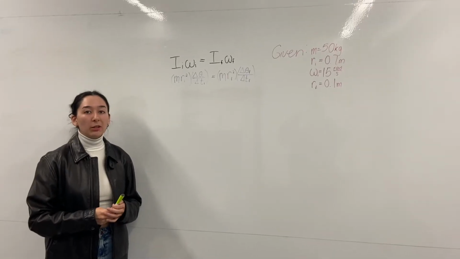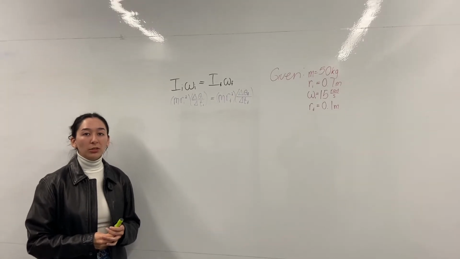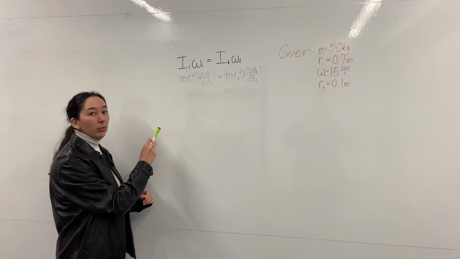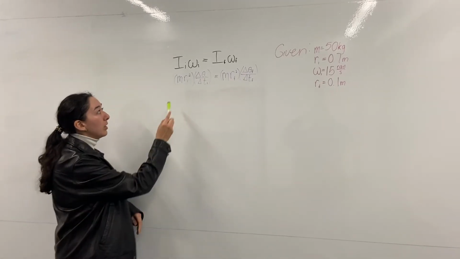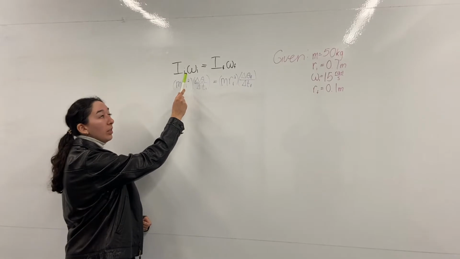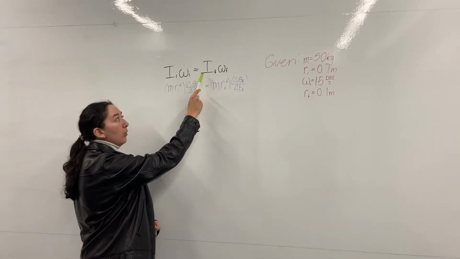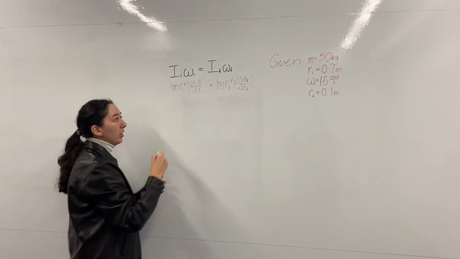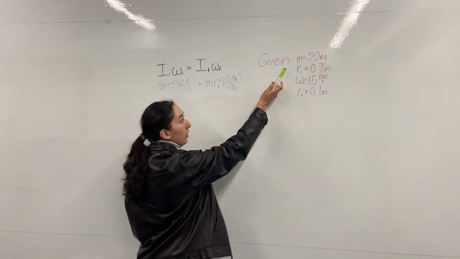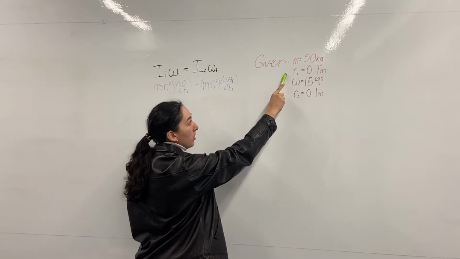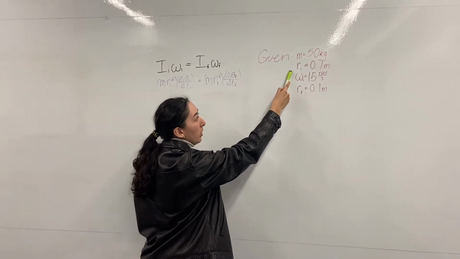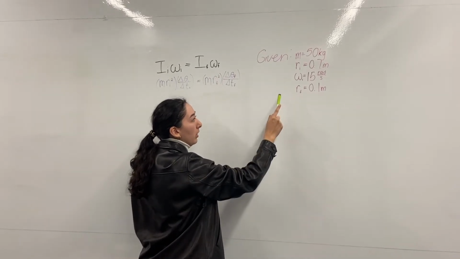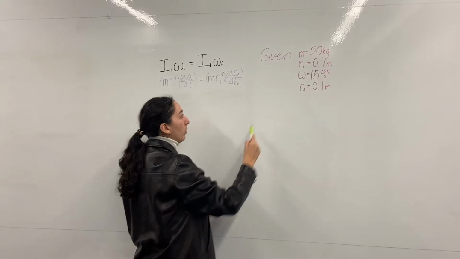Now to demonstrate how changes in a figure skater's motion change their speed, I'm going to use the formula for conservation of angular momentum. The equation is the initial inertia times the initial angular velocity is equal to final inertia multiplied by final angular velocity. So we're given this set of data. We have their mass is 50 kilograms, their initial radius is 0.7 meters, their initial angular velocity is 15 radians per second, and their final radius is 0.1 meters.